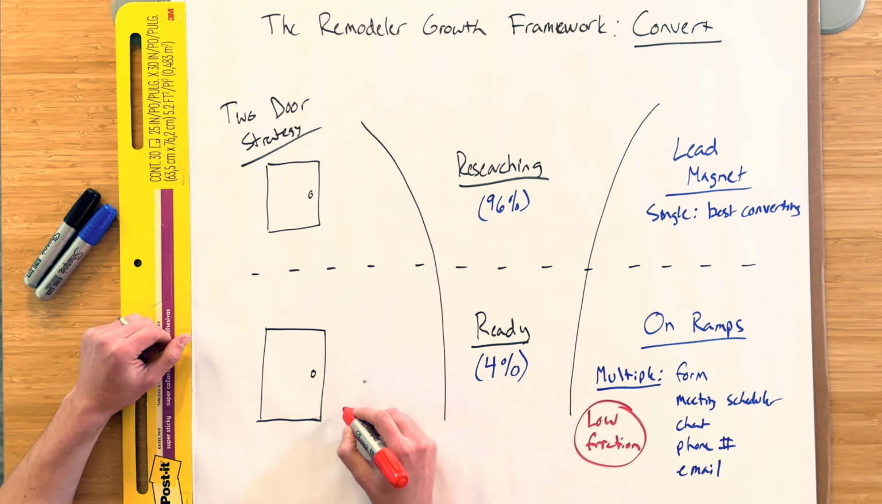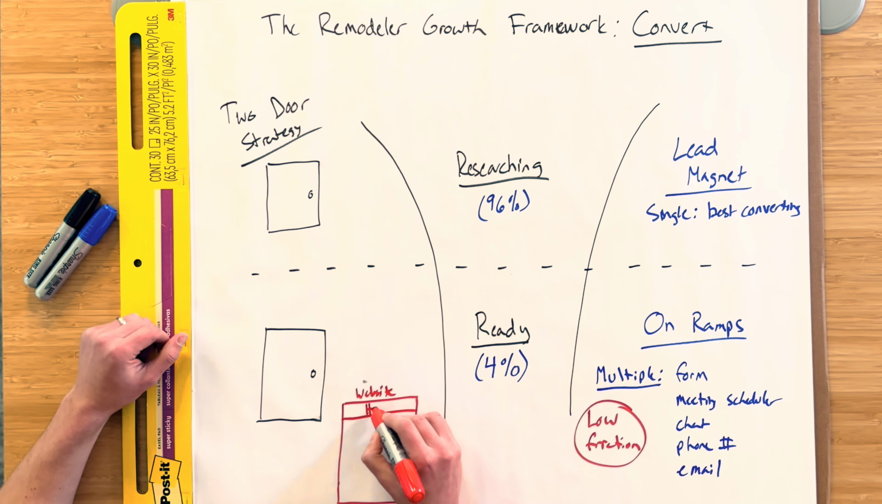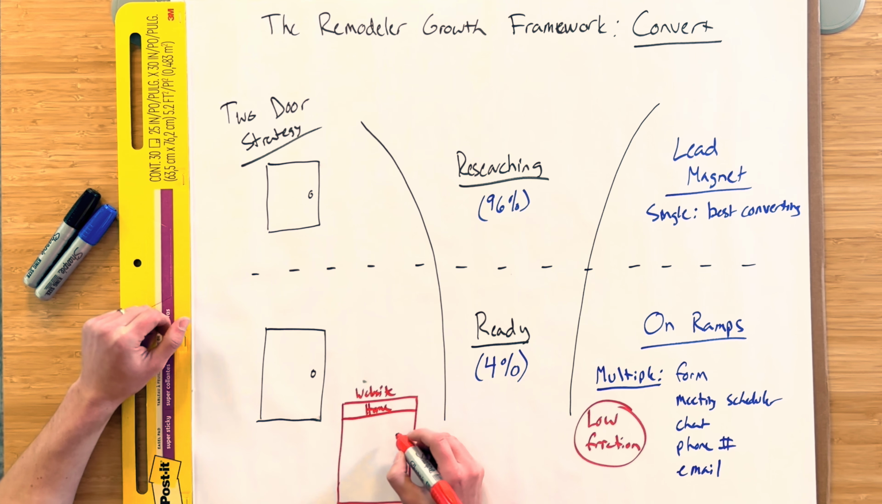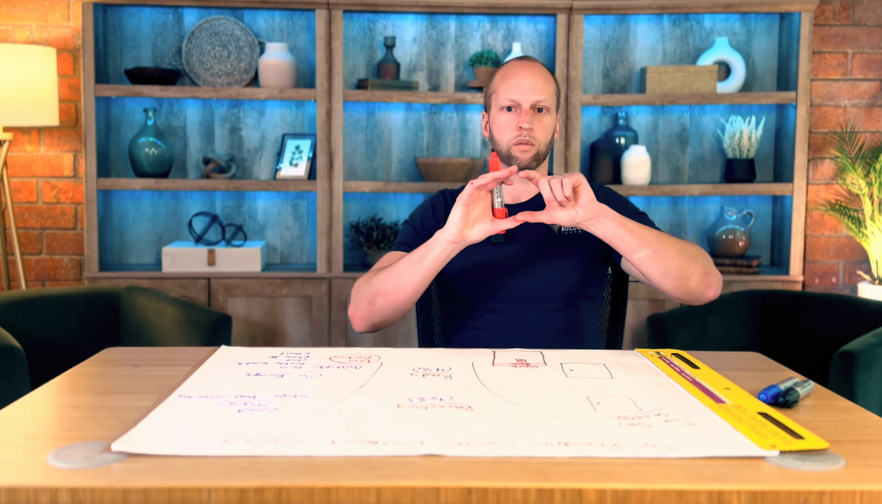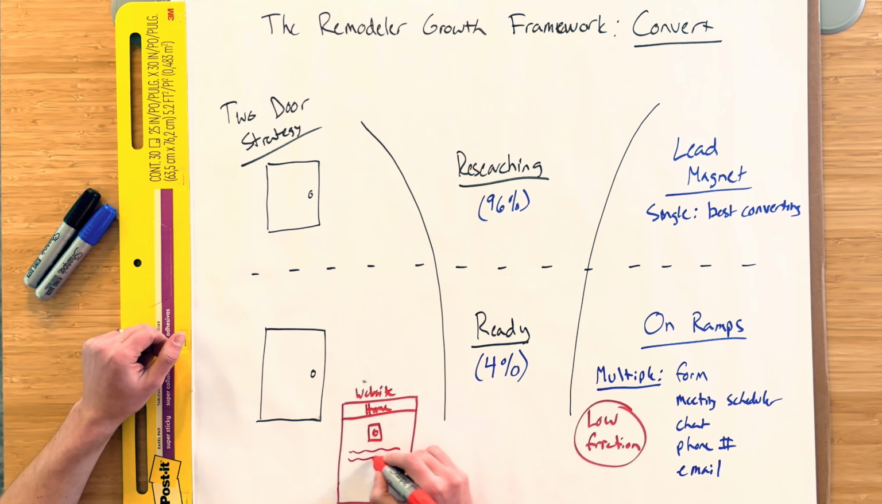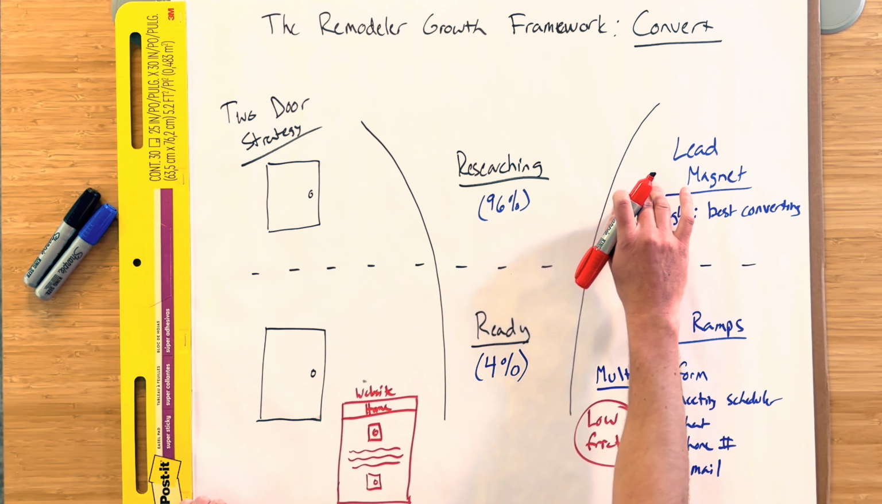And so if we take your website, and we'll just say this is your home page, we want to make sure that we have two doors on this page. And so we might have one door at the top, and that is our on-ramp. So you might have in your header, schedule a consultation or contact us. And then as they're reading down and scrolling, you might have another door, which is, hey, download our cost guide to see what your project might cost.